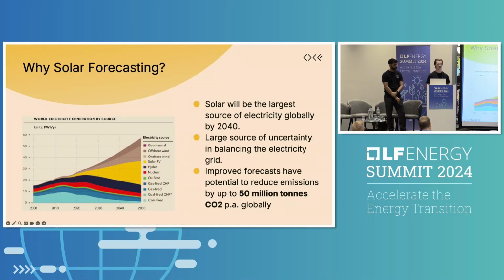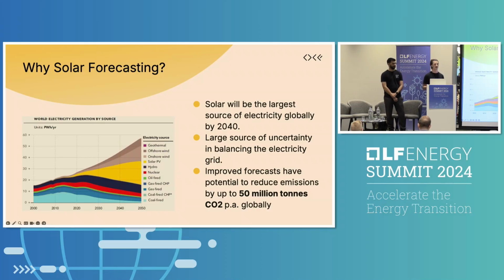So why have we chosen to do solar forecasting? Well, solar is forecasted to be the largest source of electricity globally by 2040. It currently makes up about 6% of the electricity generation globally at the moment, and it's going to present a large source of uncertainty in balancing the electricity grid as it grows more and more. And this uncertainty comes about because by nature, solar and other renewables like wind are variable. That classic saying, the sun doesn't always shine and the wind doesn't always blow, is true.